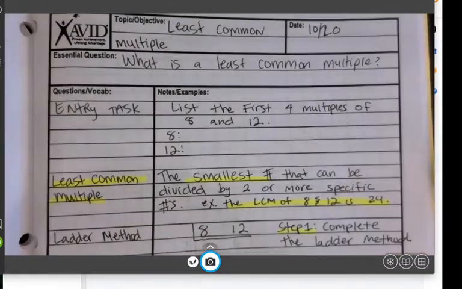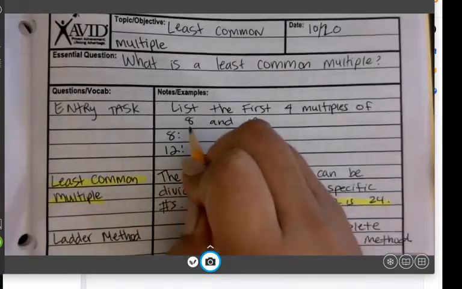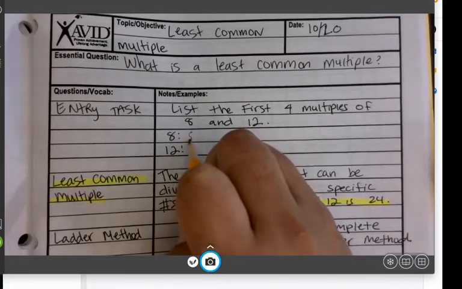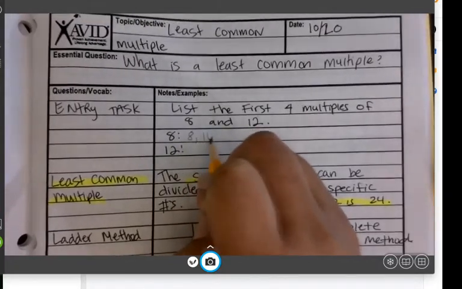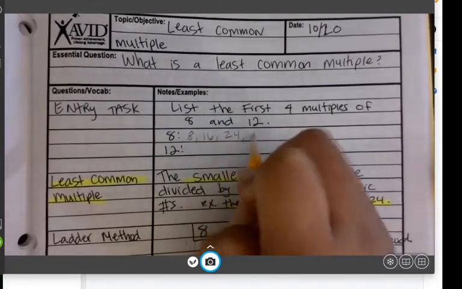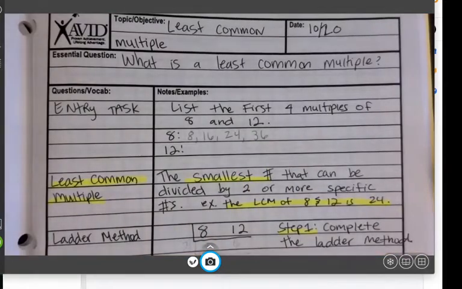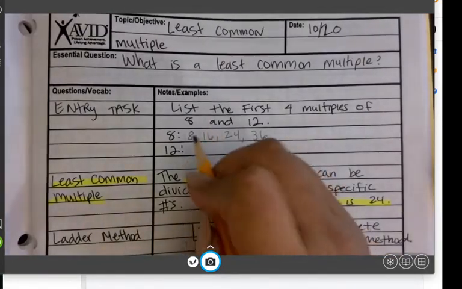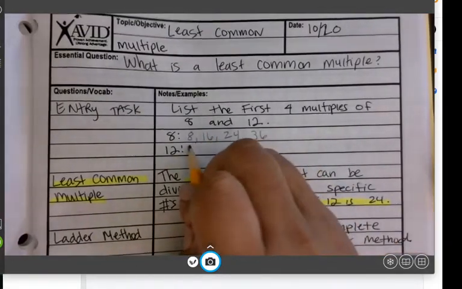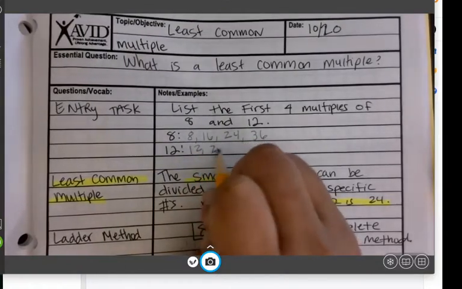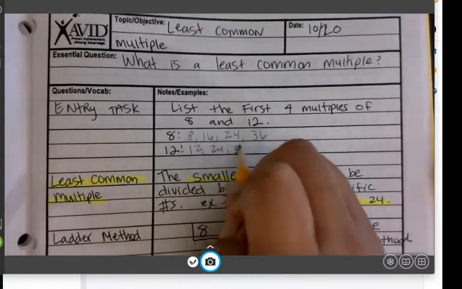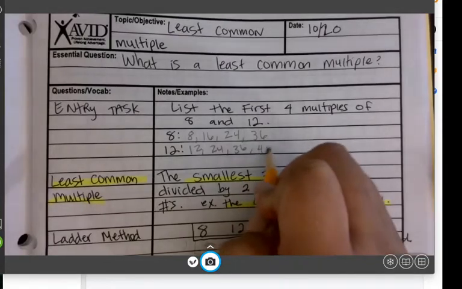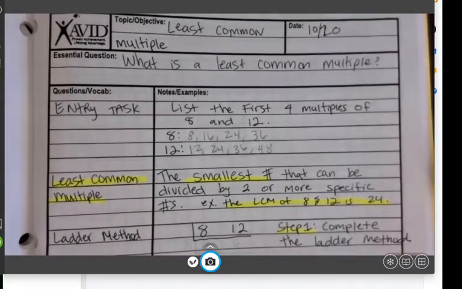So the first four multiples of 8: 8, 16, 24, and 32. Those are the first four multiples of 8. The first four multiples of 12 go 12, 24, 36, 48. Alright.